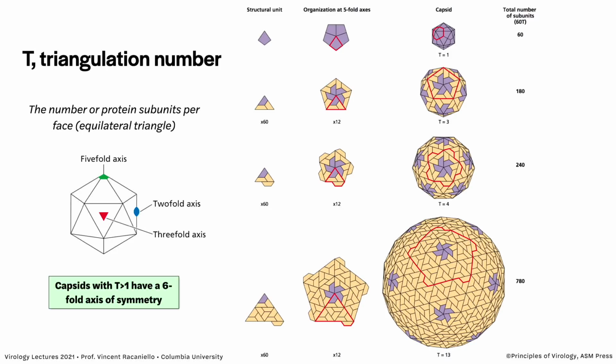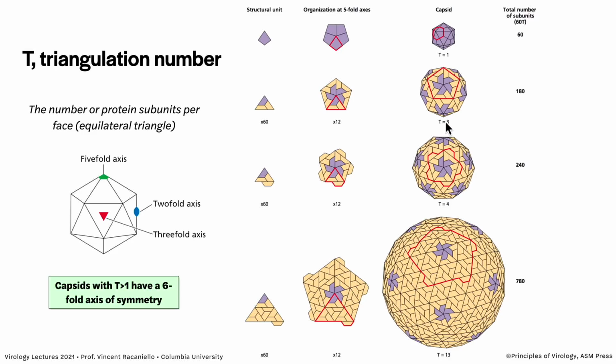Now, the other aspect of icosahedral symmetry that I want to tell you about is what's called the T, or the triangulation number. This is actually defined mathematically, but I want to give you a simple definition, which is visual on this slide. The T number is the number of protein subunits per face of the icosahedron, or the equilateral triangle, right? So here is the simplest icosahedron. There's one of the equilateral triangles that make it up. And so this is a virus with T equals 1 triangulation number, 1 protein per triangular face. And you can actually multiply T times 60 to get the total number of subunits in the particle.